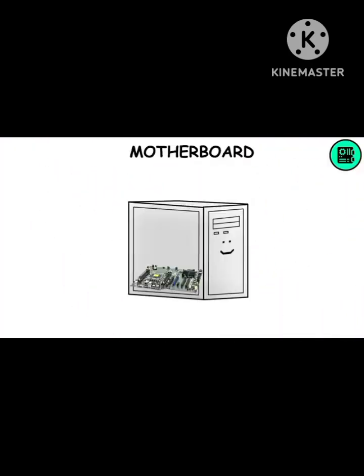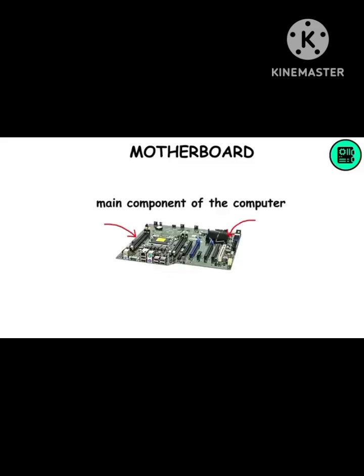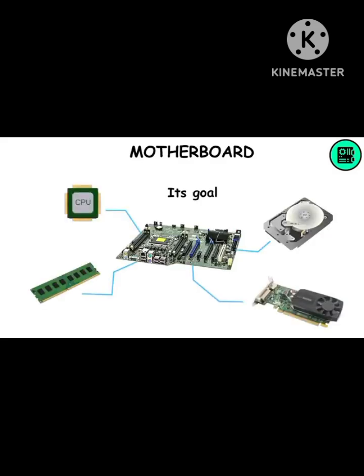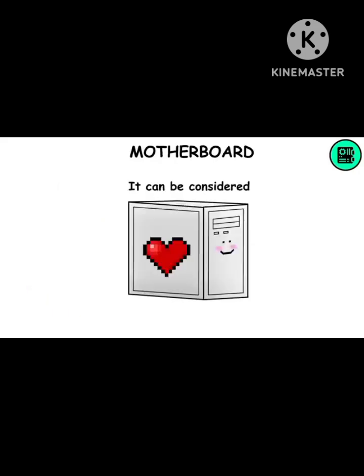Motherboard. The motherboard is a wide and flat circuit board, and it's the main component of the computer, where every other component gets connected. Its goal is to make the different parts of the computer communicate with each other. It's relatively cheap if compared against other components, even though it's arguably the most important one. It can be considered the heart of the computer.